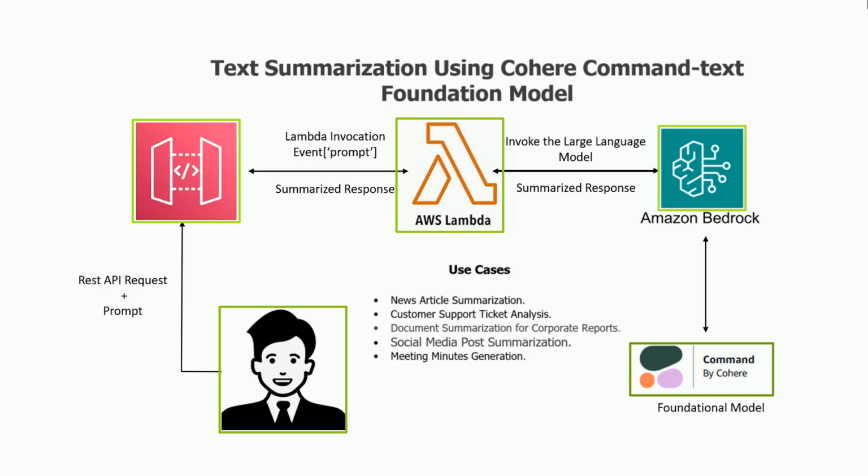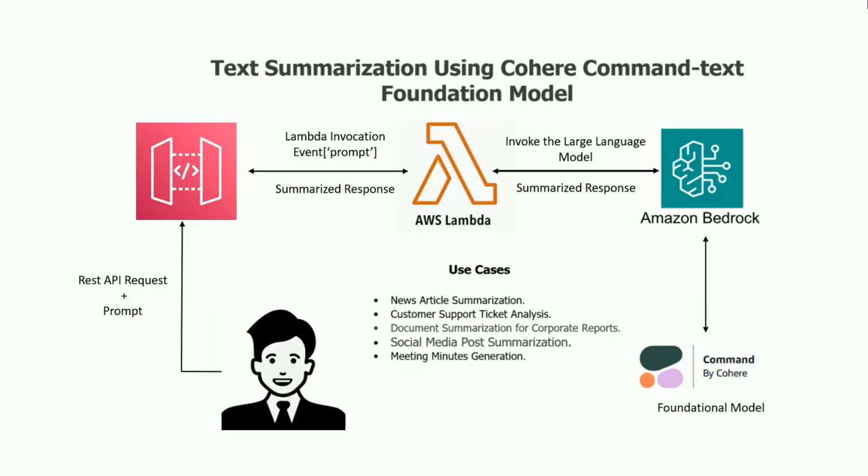And the important key points here are the user who sends the API request, and the Lambda function, which executes the summarization logic and interacts with Amazon Bedrock. And Amazon Bedrock hosts the foundation AI model for generating text summaries, and the Cohere command text foundation model is an AI model responsible for processing and summarizing the text input. So that's all. In the next lecture, we are going to implement this project practically.